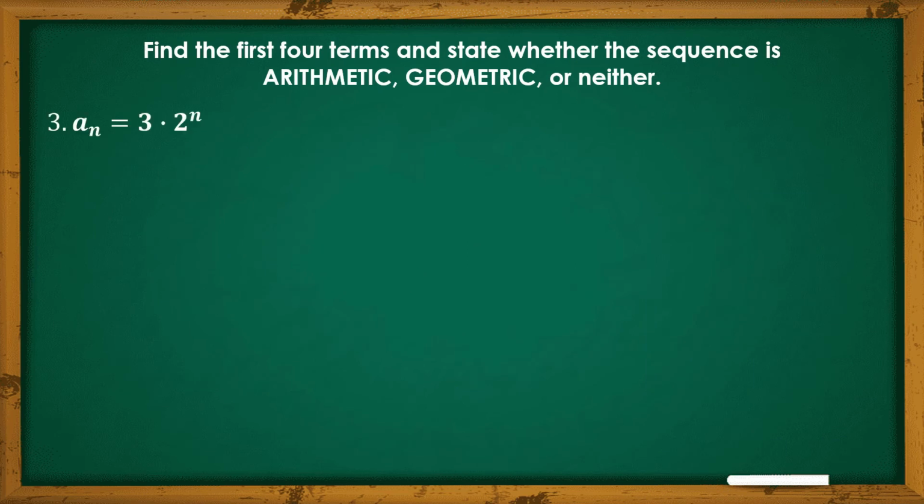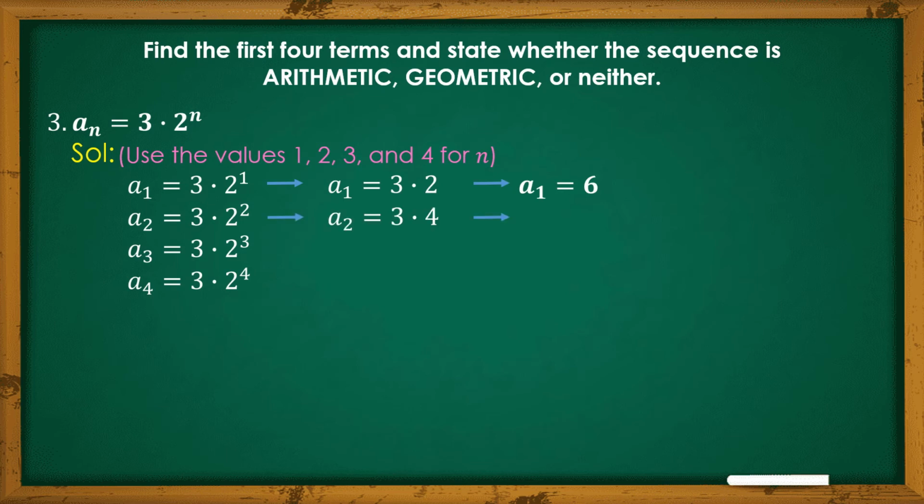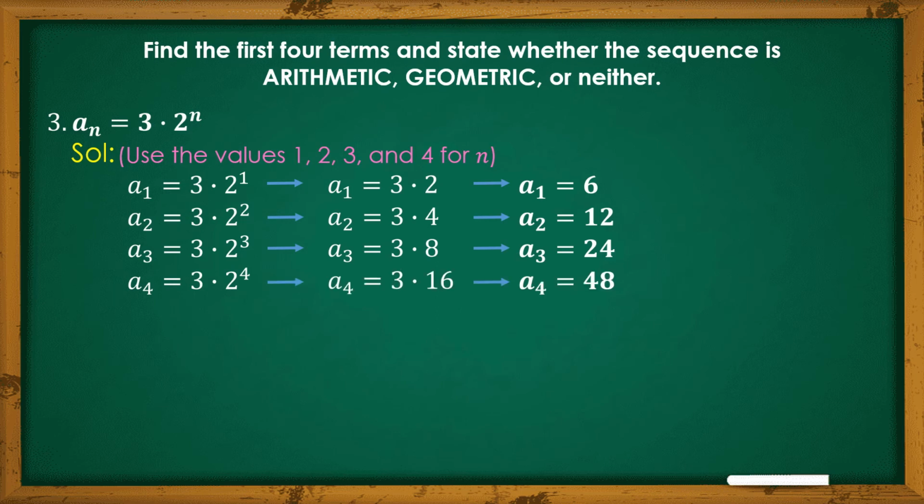How about example 3? A sub n equals 3 times 2 raised to n. Same solution, use the values 1, 2, 3, and 4 for n to get the first 4 terms. The first term will give you 3 times 2 raised to 1, which is 6. A sub 2 will give you 3 times 2 raised to 2, which is 12. A sub 3 will give you 3 times 2 raised to 3, which is 24. And a sub 4 will give you 48. And this is our sequence.